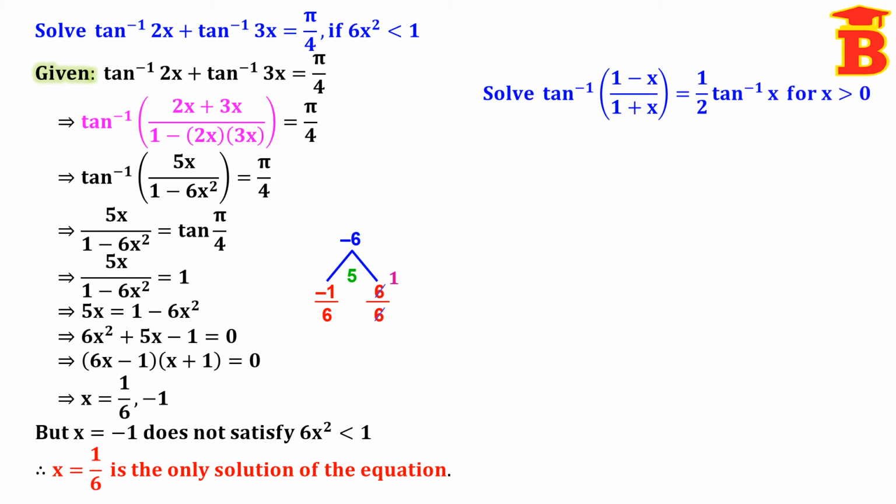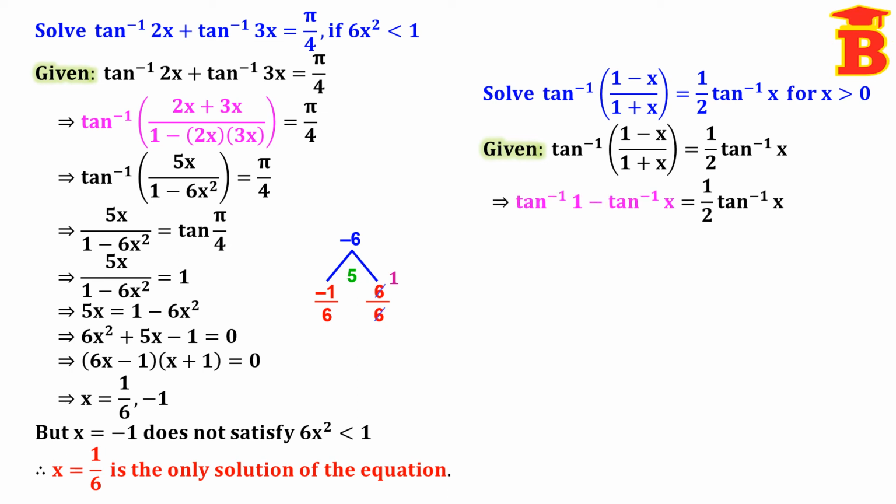Next problem, solve tan inverse of (1 minus x) divided by (1 plus x) equal to 1 by 2 into tan inverse of x, for x greater than 0. So let us take the given equation. Using the formula we can split and write like this, tan inverse of 1 minus tan inverse of x. So usually from this, if you use the formula, we can get the previous step.